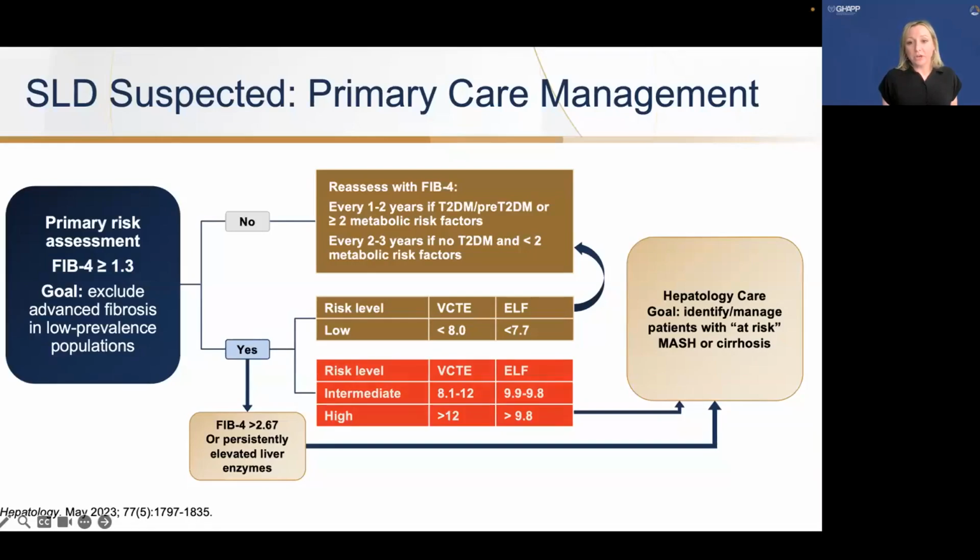And this calculator uses values that we typically readily have on hand, such as a patient's age, platelet value, ALT, AST value, and then it can give us a number, and we use that number to understand if the patient is at very low risk or if they have a high risk of having liver fibrosis. And so this slide shows how to utilize the FIB-4 in a primary care setting.